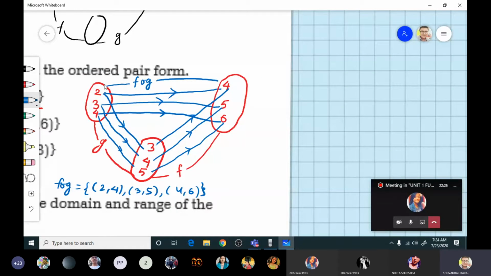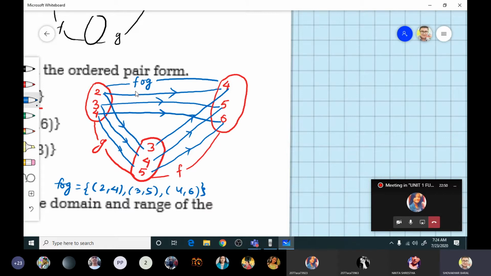Okay, this one, F composite G. I think there is some disturbance. In this function, F composite G, the domain is the first set and the range is the second set. You don't need to bother about this set here, 3, 4, 5. You don't need to bother about it.